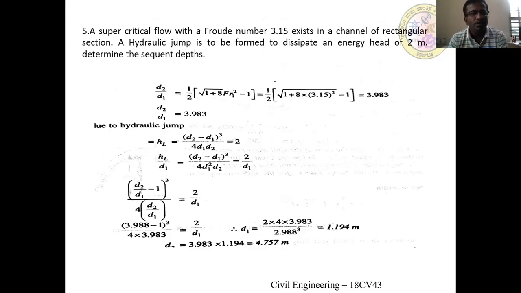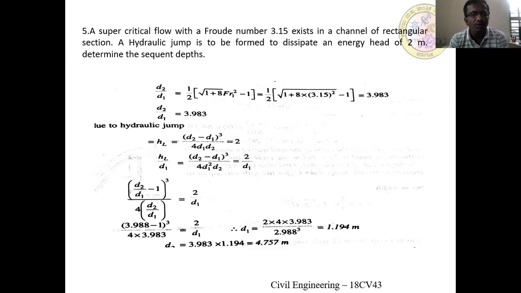Next one, a supercritical flow with a Froude number of 3.15 exists in a channel of rectangular section. A hydraulic jump is to be formed to dissipate an energy head of 2 meters. Determine the sequent depths. This problem is somewhat different. It is already given that the hydraulic jump occurs, and the value of F1 is given. Also the energy dissipated, 2 meters, is given. So we have to find the sequent depths.